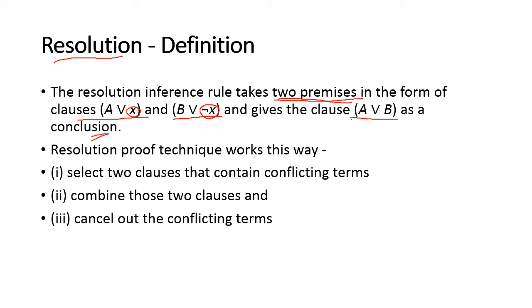The resolution proof technique works in this way. The first point is select two clauses containing conflicting terms. In our example, we have X and not X, and these two terms are conflicting. The second one, combine those two clauses. And third, cancel out the conflicting terms. After that we will get the resulting conclusion of this particular resolution.